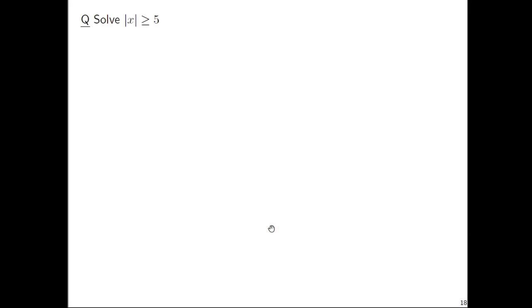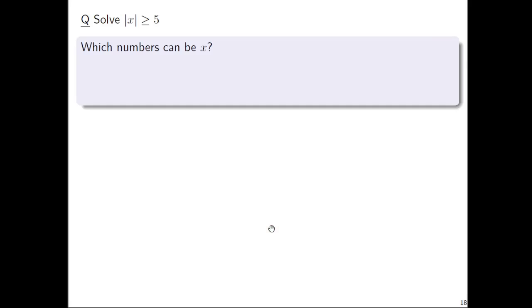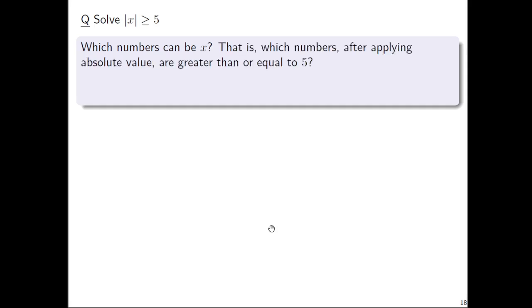Let's try another one. Absolute value of x greater than or equal to 5. Okay, so again, we just want to first test what numbers could we plug in for x? Right, so what numbers, after you apply absolute value, are going to be greater than or equal to 5? Could x be 0? No, that's not going to work. x equals 1? No. x equals 2.